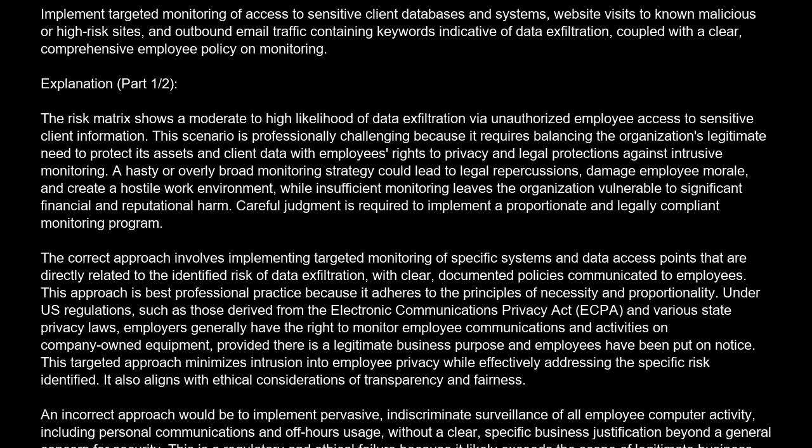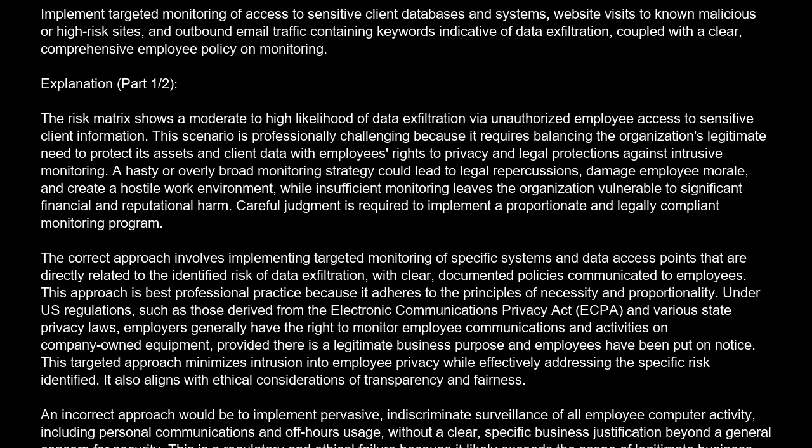Implement targeted monitoring of access to sensitive client databases and systems, website visits to known malicious or high-risk sites, and outbound email traffic containing keywords indicative of data exfiltration, coupled with a clear, comprehensive employee policy on monitoring. Explanation. The risk matrix shows a moderate to high likelihood of data exfiltration via unauthorized employee access to sensitive client information. This scenario is professionally challenging because it requires balancing the organization's legitimate need to protect its assets and client data with employees' rights to privacy and legal protections against intrusive monitoring.